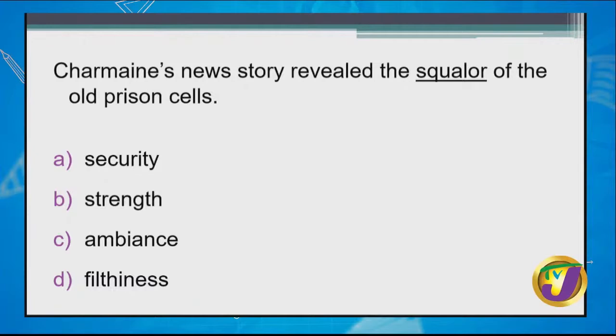So what do you think is the meaning of squalor based on the options you have here? Which one would you choose? I hope you chose filthiness. And if you did, one more round of applause for you, one more point for you. All right, let's look at the next sentence.